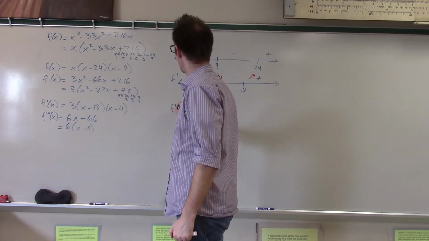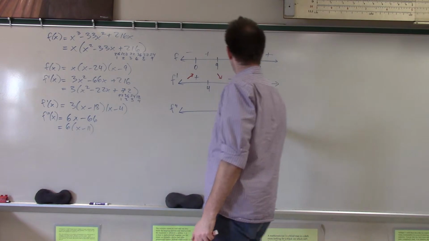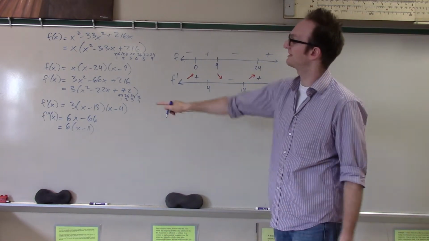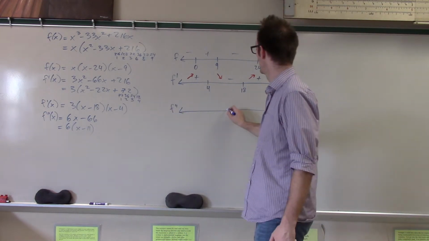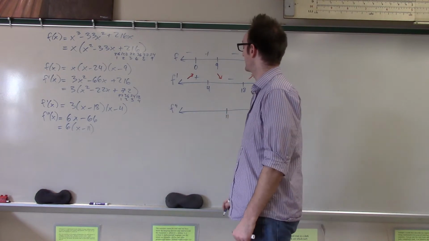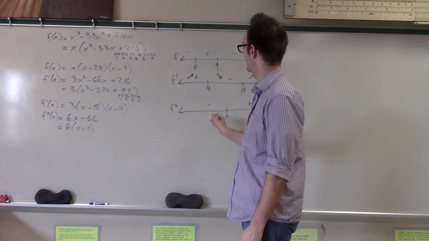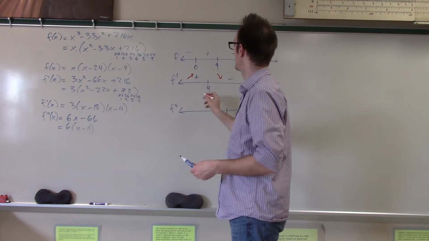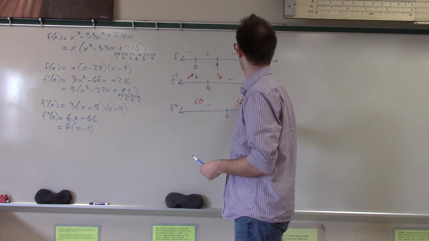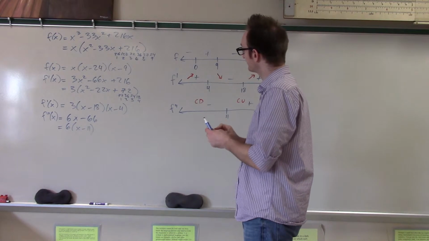Let's get to the second derivative. The second derivative is just the line 6x minus 66. Well, that is going to change sign here at 11, and it's going to be negative before 11 and positive thereafter, which means that my function is concave down and then concave up.